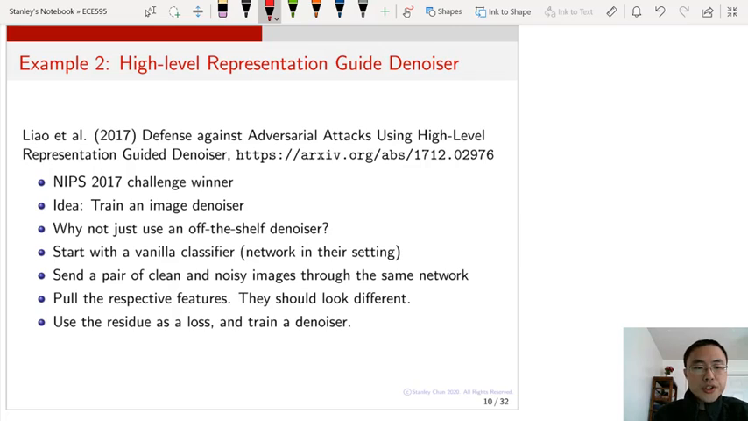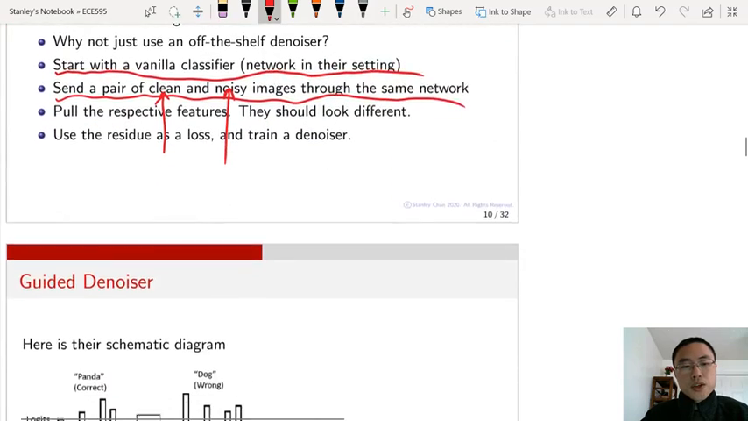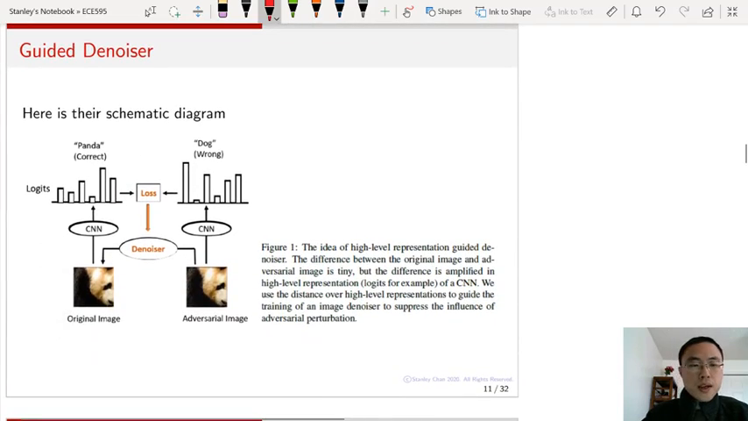And so what they do is that they start with a vanilla classifier, and then they are going to send a pair of clean and noisy images to the same network, and then they're going to pull the features. Because one is using the clean data, the other one is using the noisy data, certainly the features extracted by the two networks will be different. And so they set a loss, and they train the denoiser.